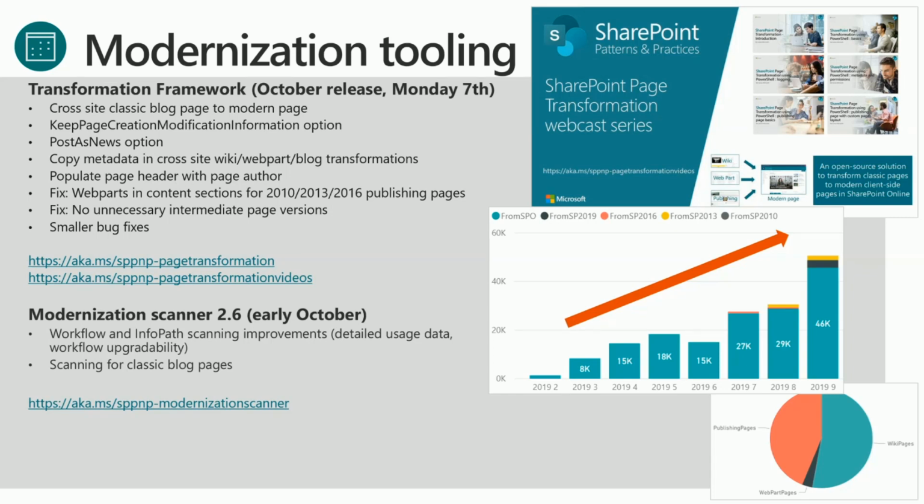And there will be one new component: a blog scan. It will list all the classic blogs in your environment with some usage information, like which blog is being used, which is active. Based on that data, you can decide to potentially modernize those blog pages.